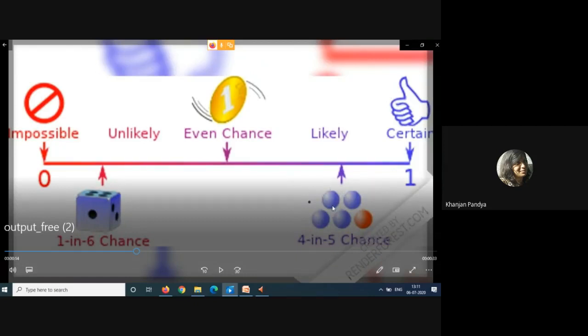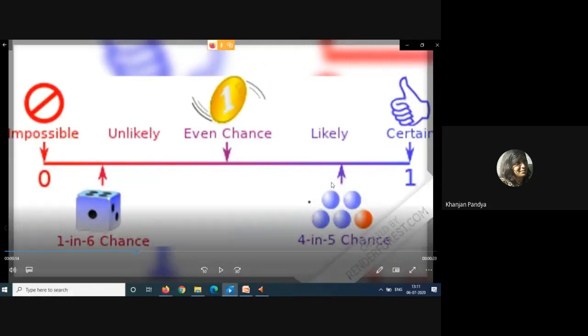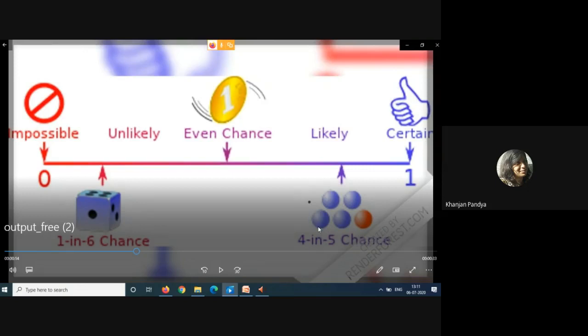And likely events, that means if we are having 5 balls, right? And if we are having the event of happening 4 in 5 chances, that means 4 by 5, we are having 4 blue balls in 5 ball chances. That means 1 is left. So 4 by 5 is nearly 1. So that is called likely events. Okay.